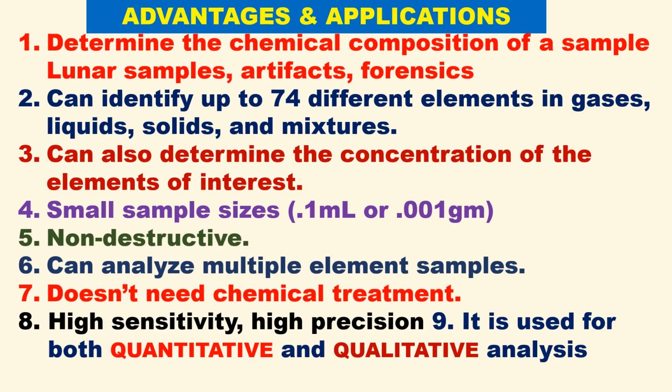Let us see advantages and applications of neutron activation analysis. It is useful to determine the chemical composition of a sample, for example samples from Mars or lunar samples, artifacts, forensics, biological samples, etc. It can identify up to 74 different elements. It can be carried out in solid state, liquid state, or any state mixtures. It can also determine the concentration of elements of interest.